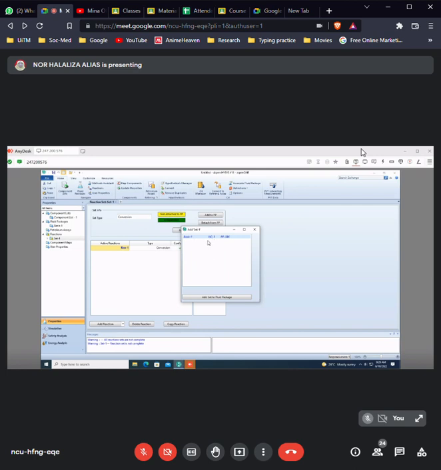Kalau macam tu you kena select lah which one is applied to the reactor. Kalau you ada more than one basis, you kena choose lah yang mana yang sesuai untuk reactor. But this one, since we have only one basis SRK, so I just choose basis 1 and then I click add set to fluid package.